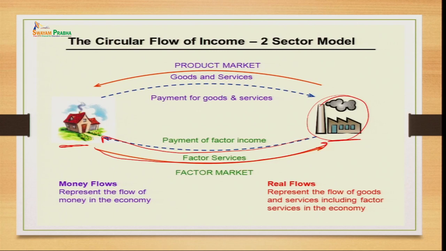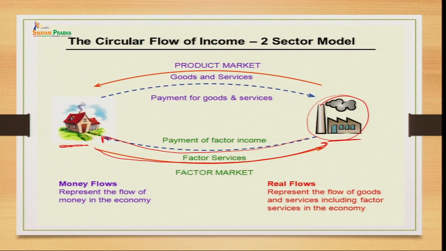So for the services which we household provide to the firms, they pay for those services, right? That is called factor income. Now with that income, what are we going to do? We are going to buy goods and services. So you can see the product market coming from this industry to the household, and for all those goods and services which we take up, we are going to make the payment to the firm.